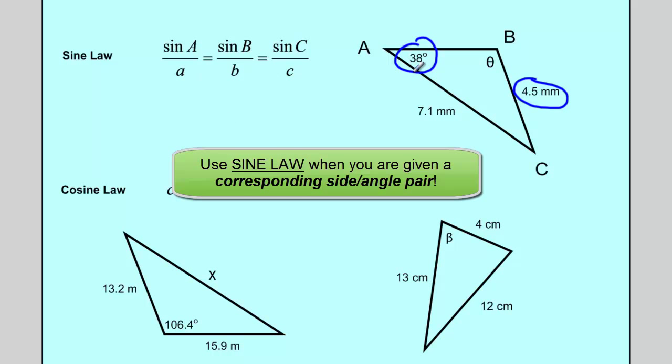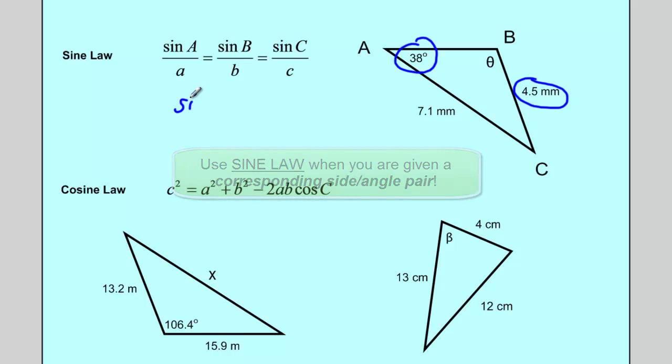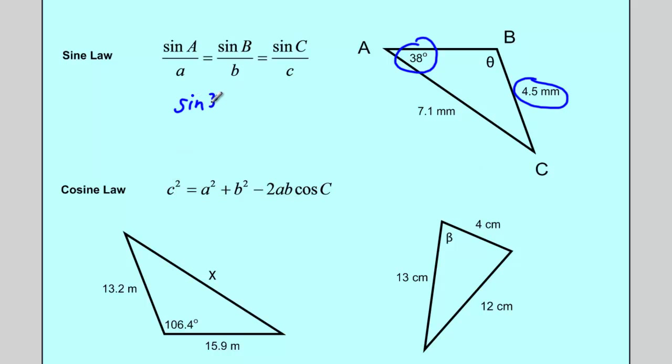So for this example, we could say that I have the sine of angle A, where angle A is 38 degrees, over side A, which is 4.5. Whatever this ends up equaling when you divide those things, that ratio is the same as the sine of angle B divided by side B. So you can see that we could use that ratio to figure out what theta needs to be. Because I know that the sine of whatever angle theta happens to be, divided by 7.1, those things have to be equal. In this example, I don't even need the third ratio.